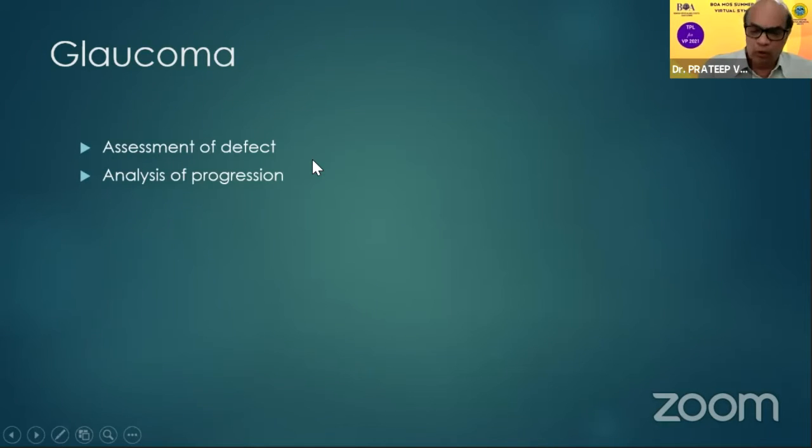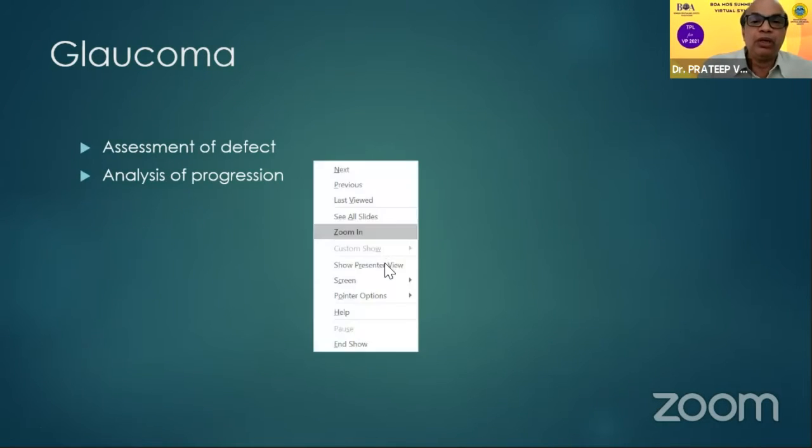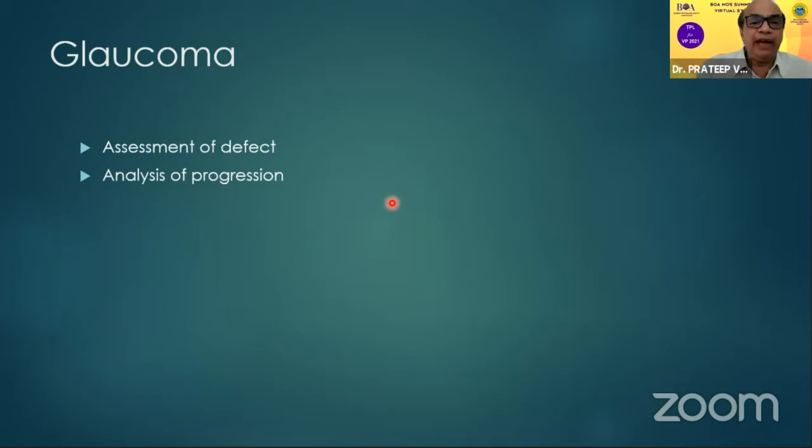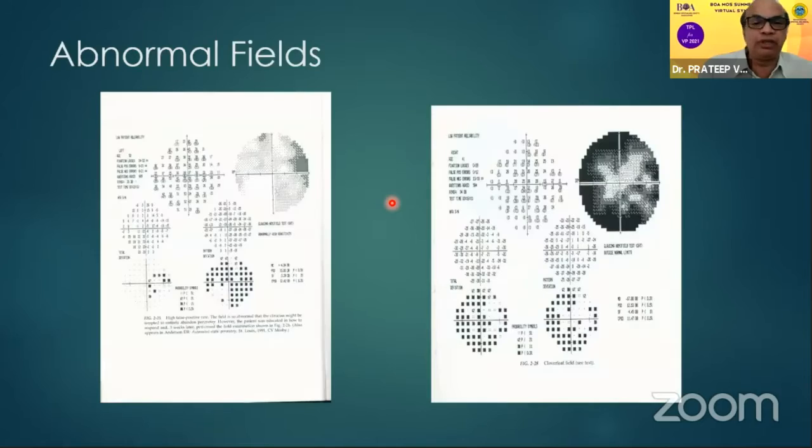Now in glaucoma, what do you do with the perimetry? You assess the defect and you analyze the progression. The quantification of defect and analysis of progression is very essential in glaucoma, because glaucoma is a chronic progressive disease where the patient can lose the vision completely. So when you get the printout of the perimeter, what would you see?